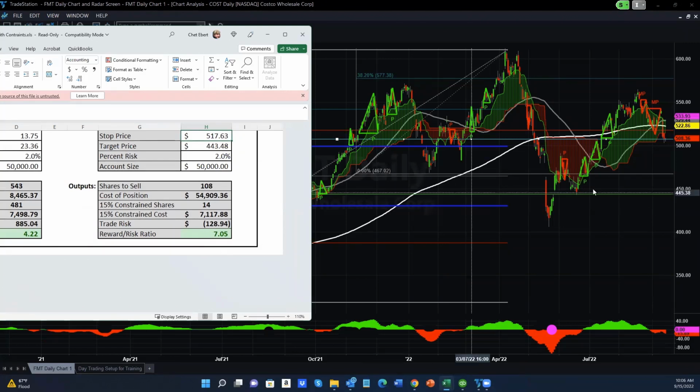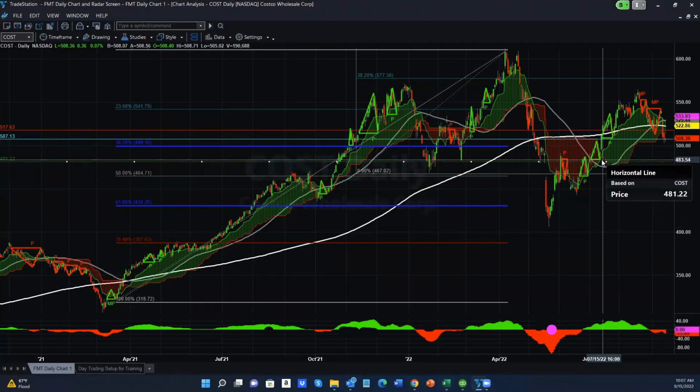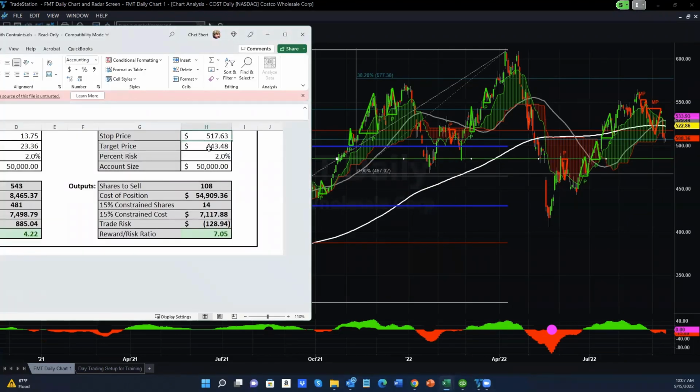Let's say you don't think it's going to go to this reversal point. Let's do some hypotheticals. Let's say you only like it to 483.96. That would be a conservative target.